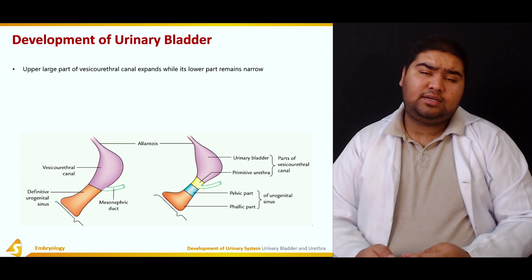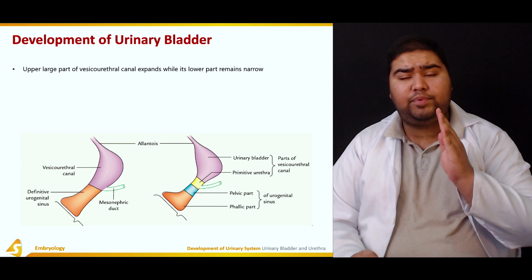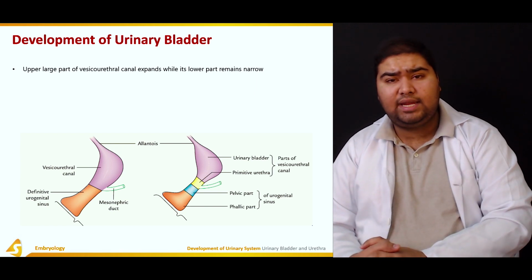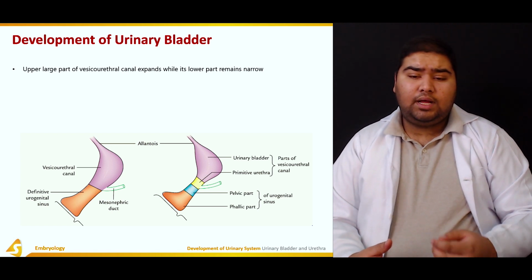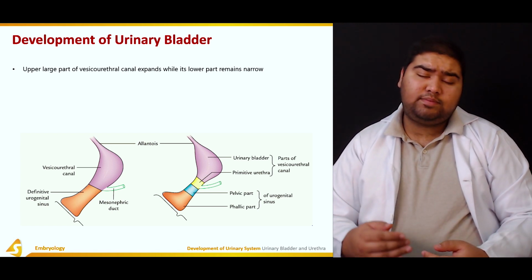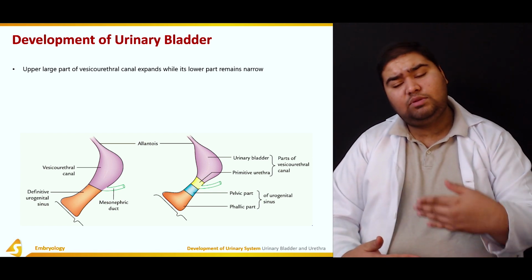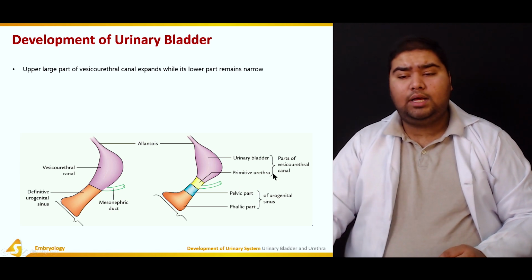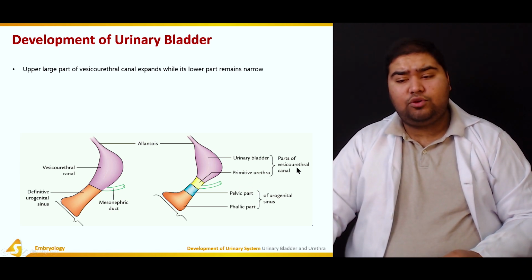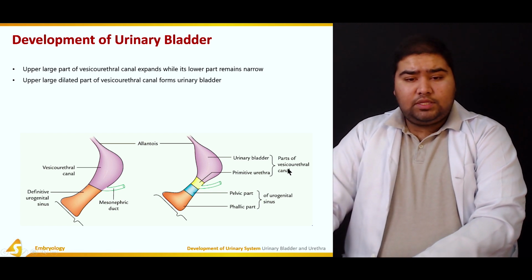The vesico-urethral canal is formed by the division of the primitive urogenital sinus by the opening of the mesonephric duct. This mesonephric duct divides it into a definitive urogenital sinus, which lies caudal to the opening, and cranial to the opening we have the vesico-urethral canal.